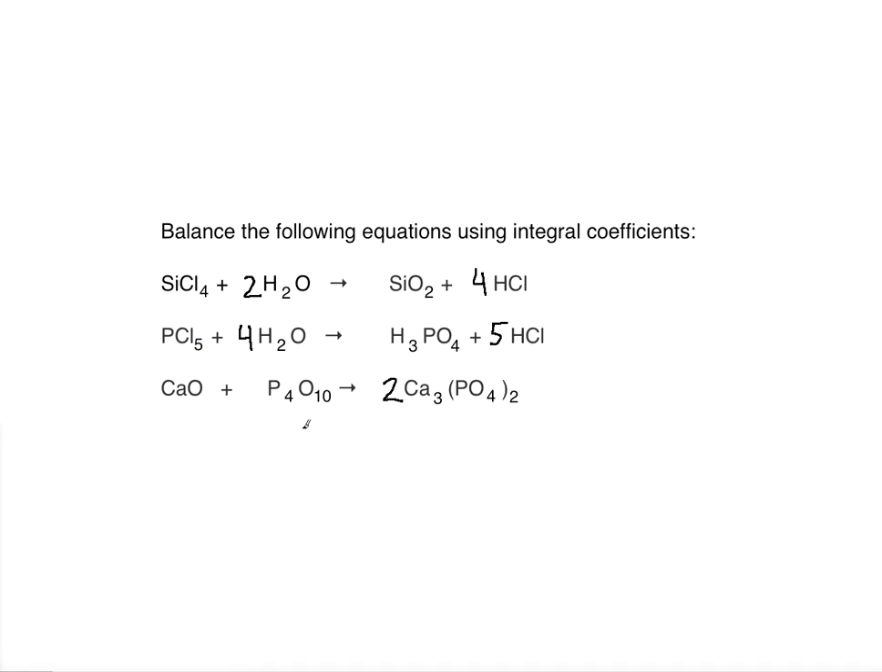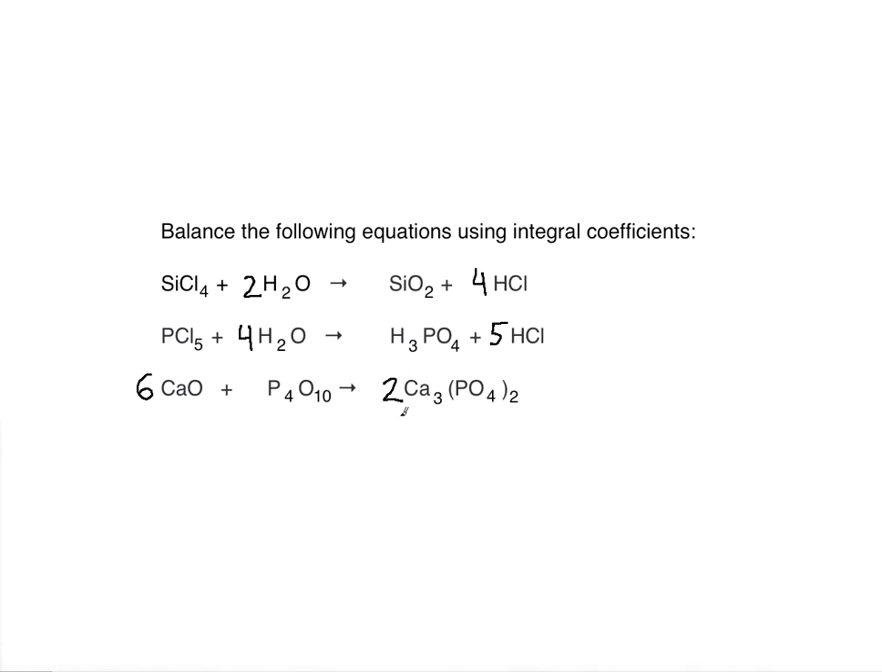But now let's see what happens to the others. We have 6 calcium atoms in total, 2 multiplied by 3, right? And on the left side we have 1, so we're going to add a 6 here, right? That would mean how many oxygen atoms now do we have? We have 10 and we have 6. On the right side we have 8 multiplied by 2, which is 16.